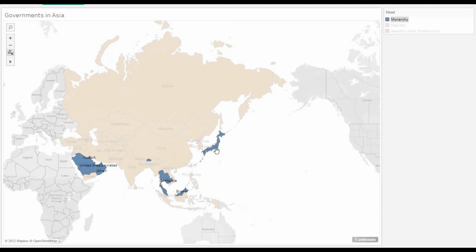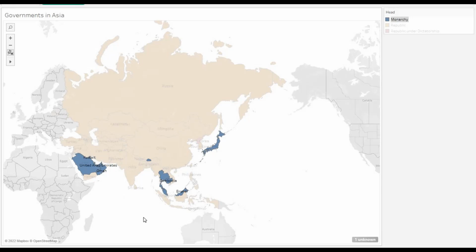And the blue color is monarchy. These countries here, we can see, are Japan in the east. Then in Southeast Asia we have Thailand and Cambodia, and Malaysia as well. In West Asia we have United Arab Emirates as well as Saudi Arabia and Oman, which are monarchy. Okay, so we have Kuwait as well, and there's Bhutan as well in South Asia, which are monarchy.